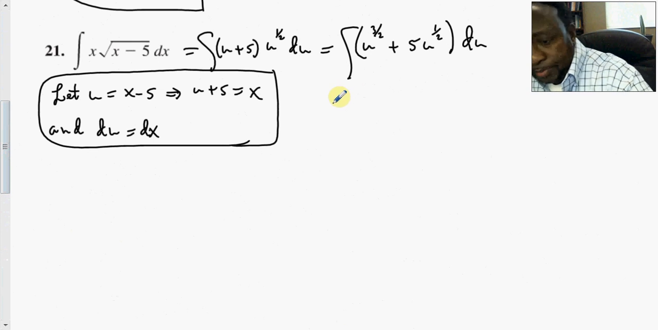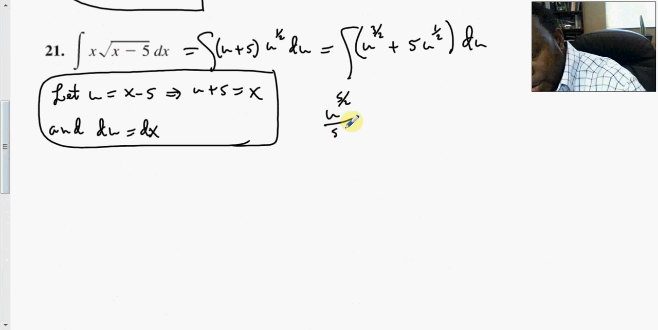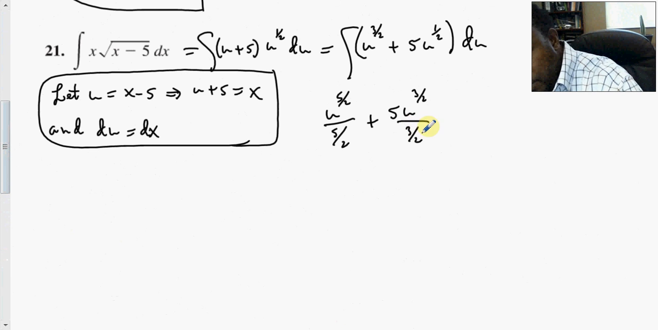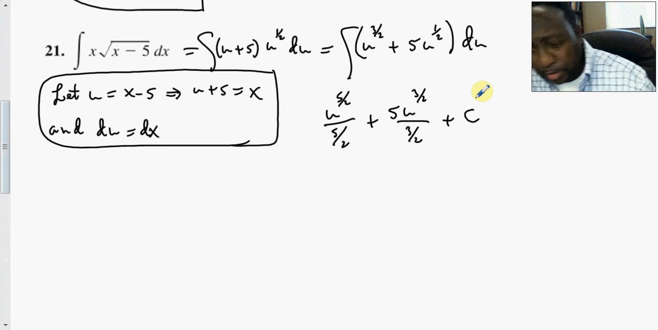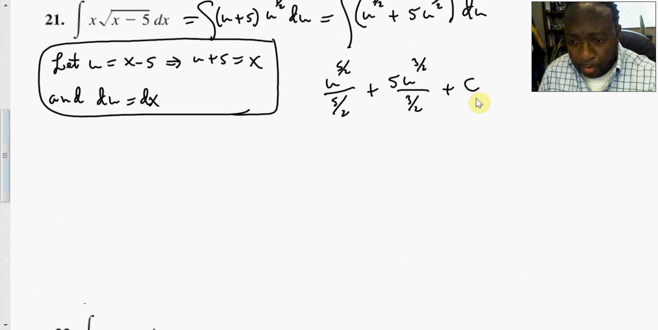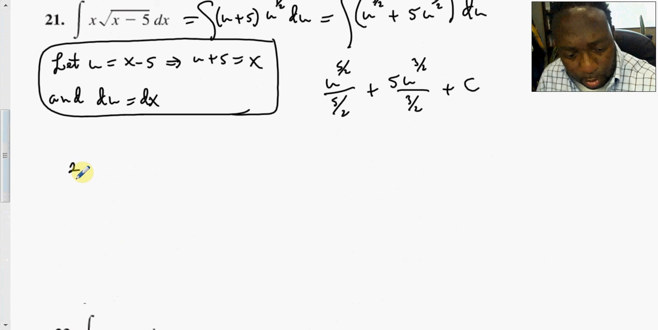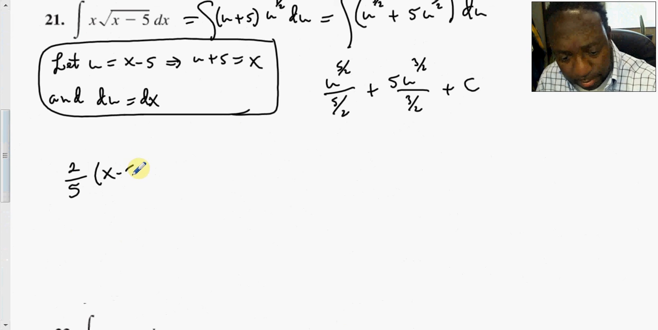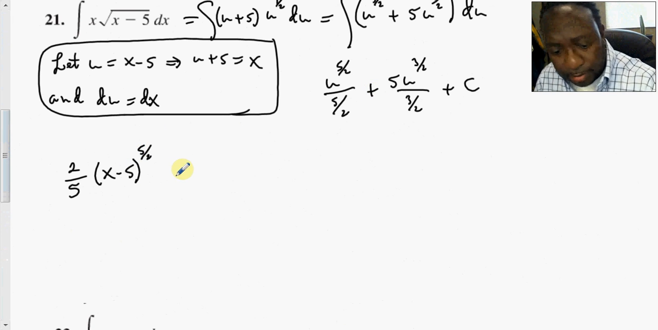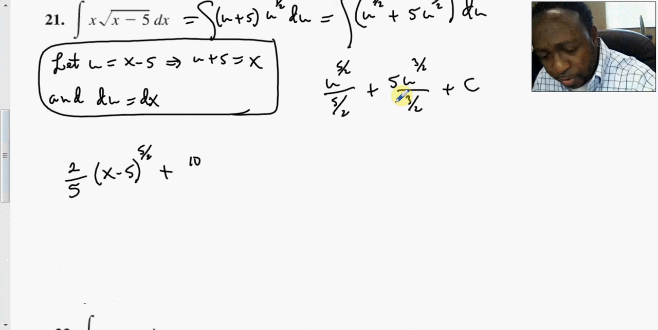So now we integrate here. So this is u to the 5/2 all over 5/2 plus 5 times u to the 3/2 all over 3/2 plus c. You can simplify that. That's 2 over 5 times u, but u is x minus 5, and that's to the 5/2 power, plus 2 times 5 is 10 over 3.